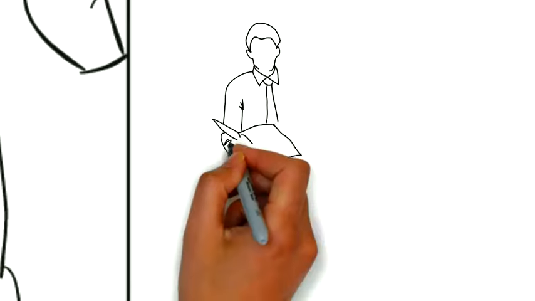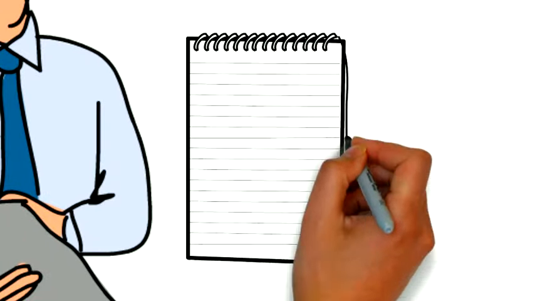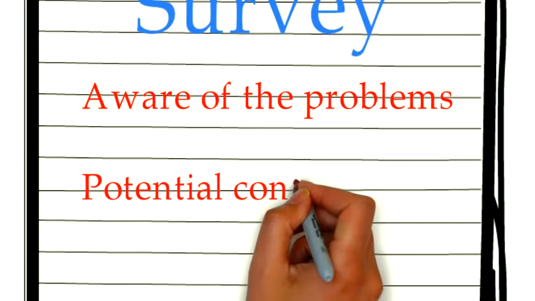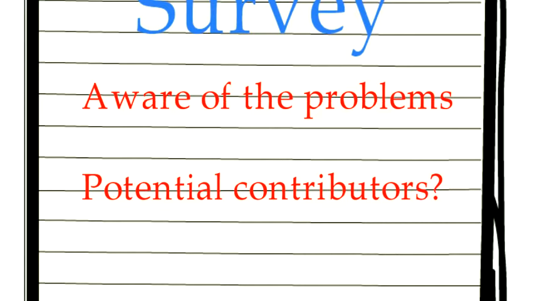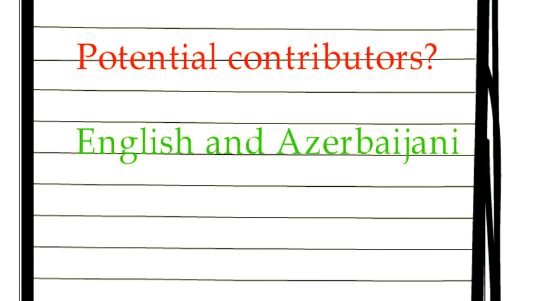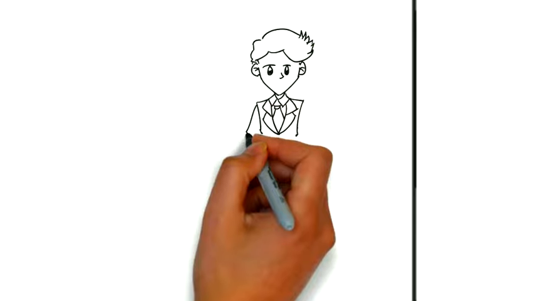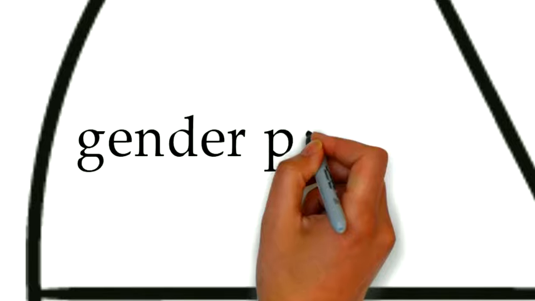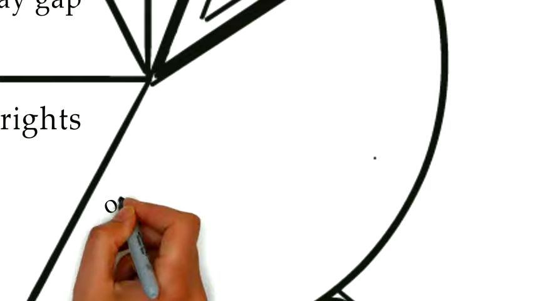Our data doesn't end with those results. We have also conducted a survey in order to understand people's perception about these issues. We wanted to find out if people are aware of the problems and if they were potential contributors to them. In general, the survey was conducted in English and Azerbaijani. There are 10 questions that ask about different aspects of gender equality in the labor market. It gathers information about the gender pay gap, equal rights and freedoms, and opportunities to succeed in life.